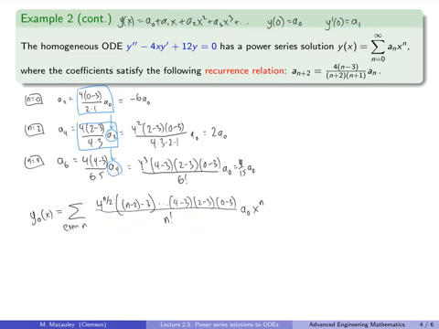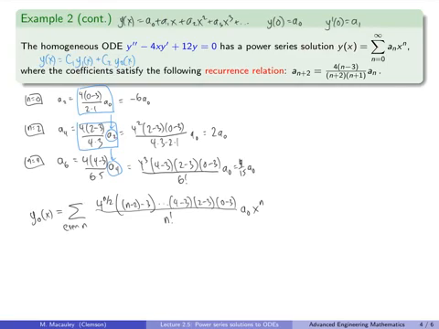Now usually we write solutions to second order ODEs, general solutions, as like C1 y1 of x plus C2 y2 of x. So what I could do is I could take this a naught, I could pull it out of the sum, and I could call it C1 if I wanted to, or C naught. And then what I'm left with is an actual explicit function as a power series.